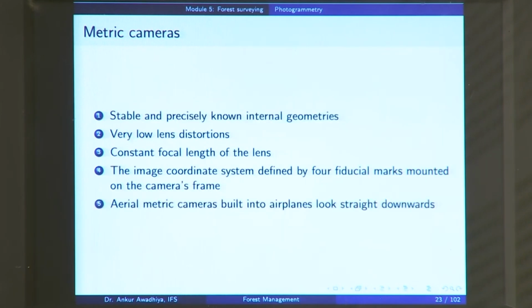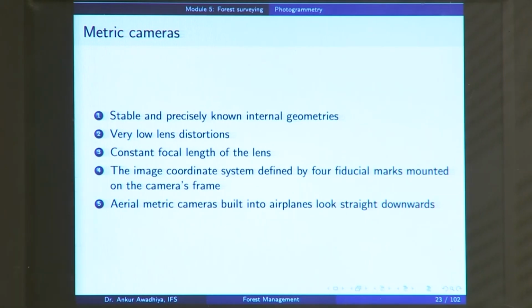Now, we also make use of metric cameras. So, metric cameras are those cameras that are designed to take measurements. So, you know each and every thing about these cameras, and these are very standardized cameras. These are stable with precisely known internal geometries. There is a very low amount of lens distortion, and a constant focal length of the lens.